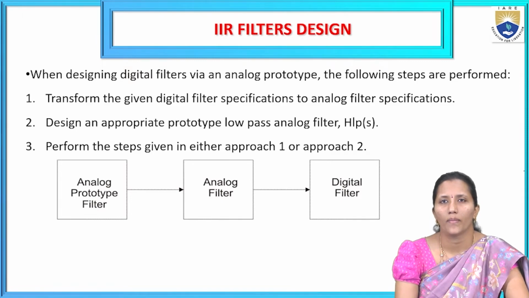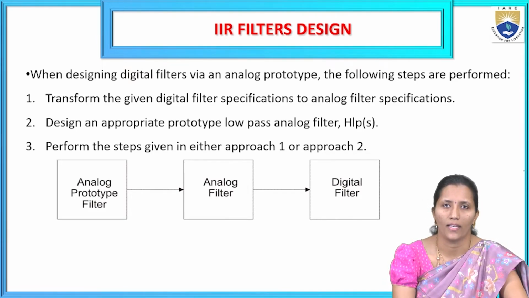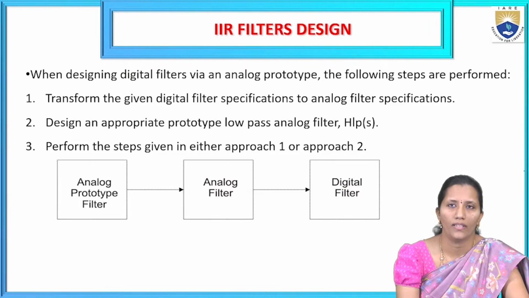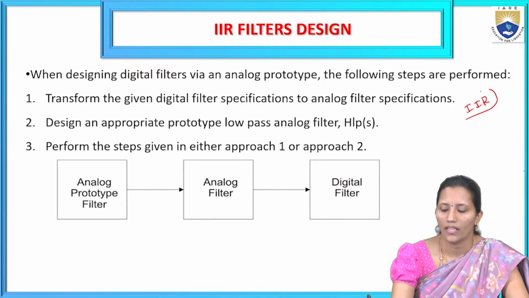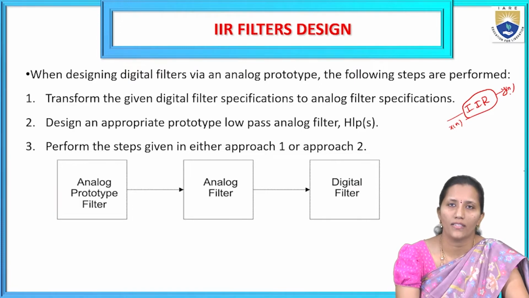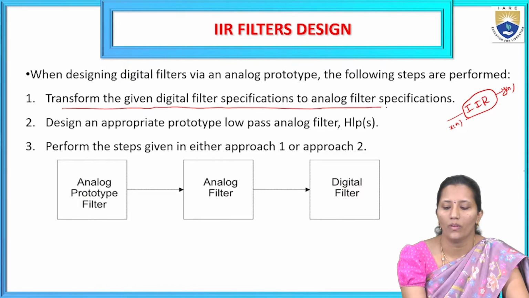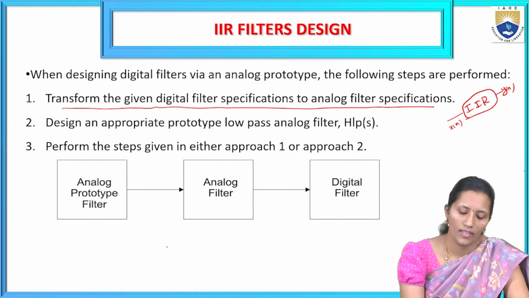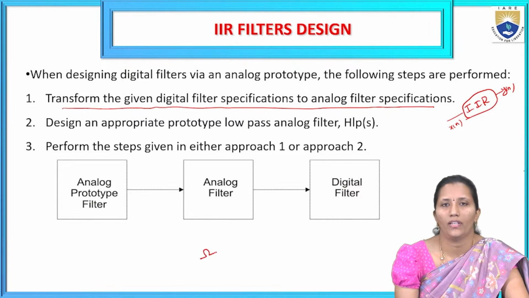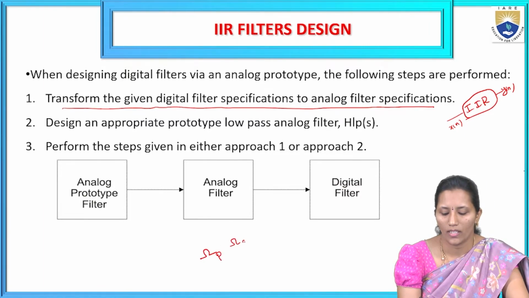Okay, so here are the main basic steps for IIR filter designing. When designing digital filters via an analog prototype, the following steps are performed. While designing the IIR filter, first we have to transform the digital filter specification to analog filter specifications. The analog filter frequencies will be represented by omega p and omega s, and the digital filter frequencies will be represented by omega p and omega s.